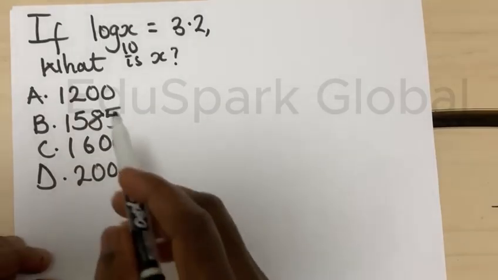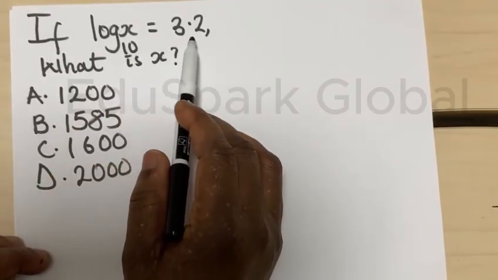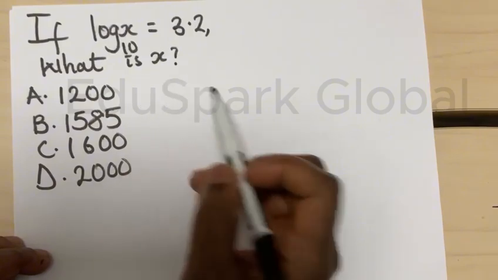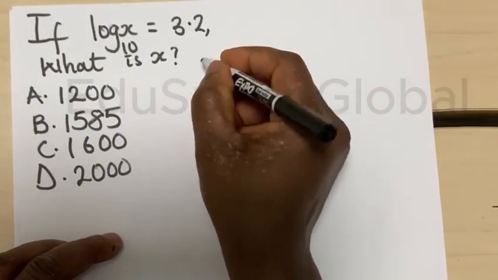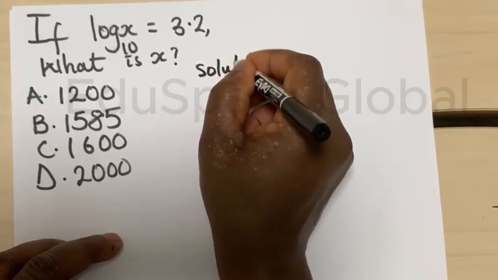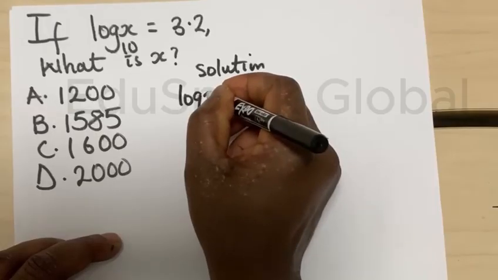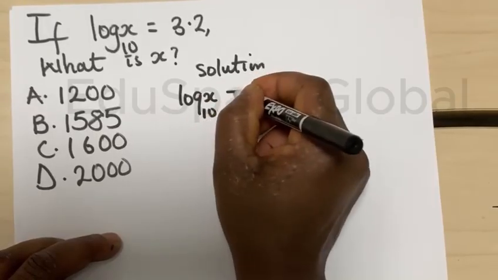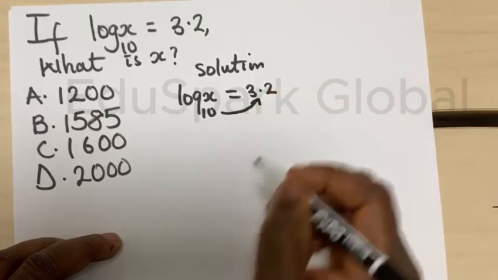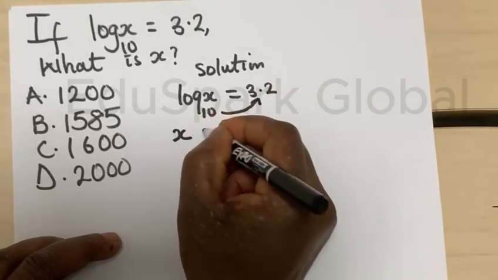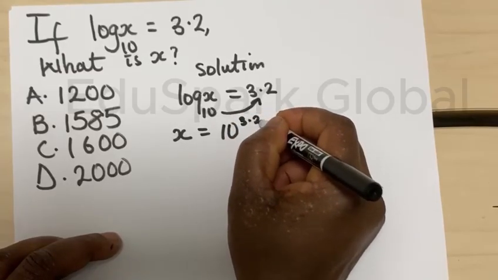Okay, so in this question we have: if log x to base 10 equals 3.2, what is x? So in this question we are expected to calculate the value of x. So our solution, log x to base 10 equals 3.2. So this we raise to the power of this, so we have x equals 10 to the power of 3.2.